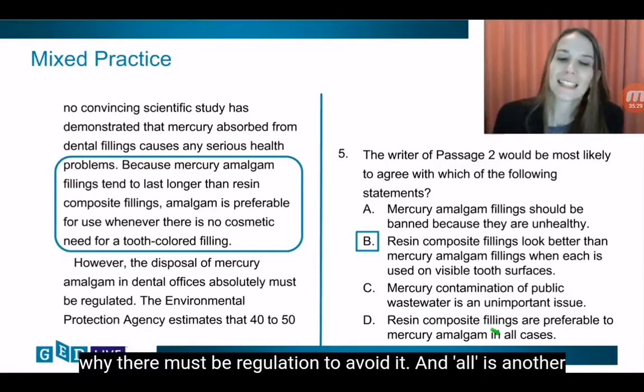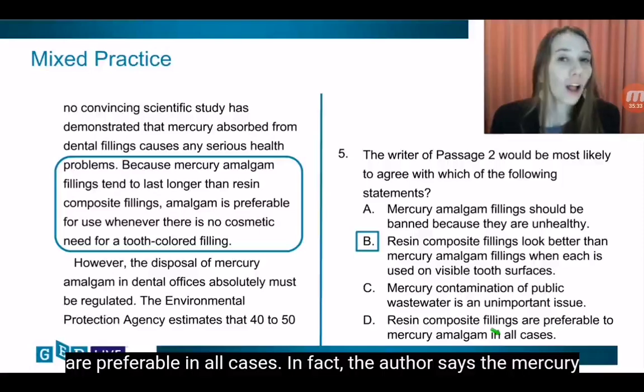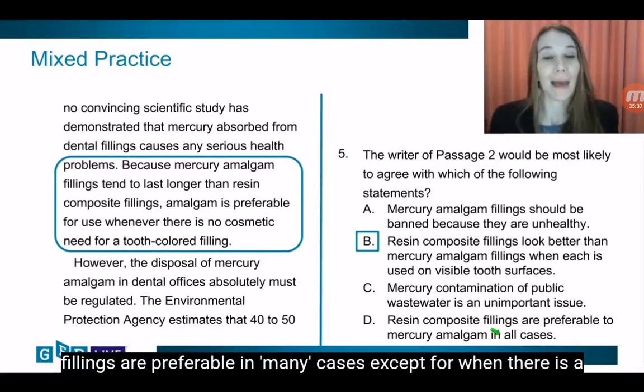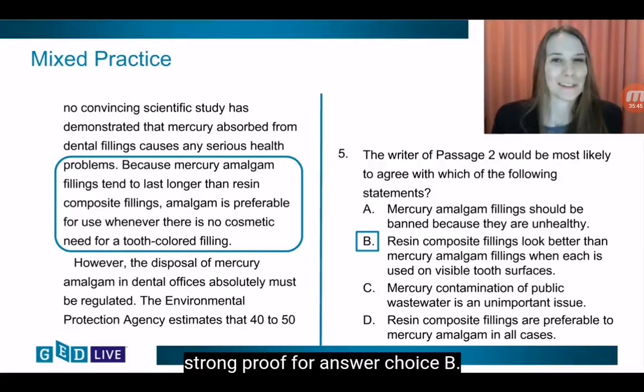And "all" is another very extreme word. The author doesn't say that these resin composite fillings are preferable in all cases. In fact, the author says the mercury fillings are preferable in many cases, except when there's a cosmetic need to fix it. And that is why we can have some good strong proof for answer choice B.